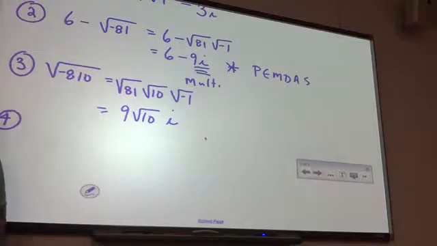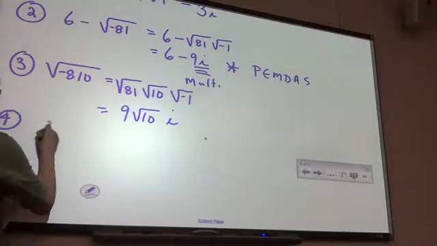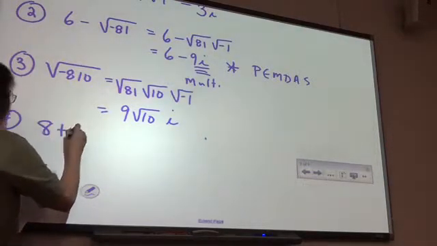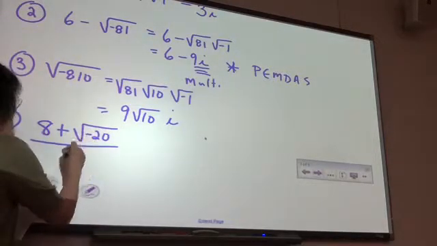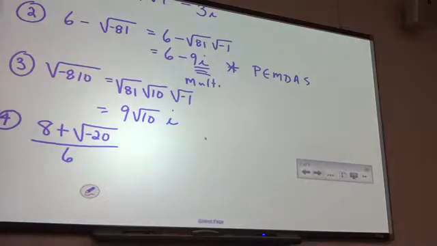How many people remember the quadratic formula? A few people, kind of, sort of. Okay. This next one should look a little to you like an answer you might get with the quadratic formula, which we will be practicing on Thursday. 8 plus the square root of negative 20 all over 6. We're going to simplify.